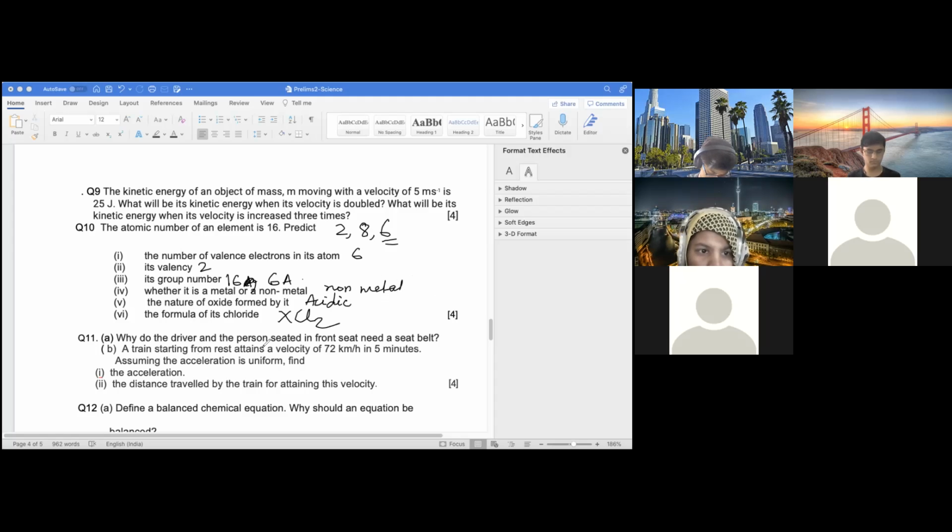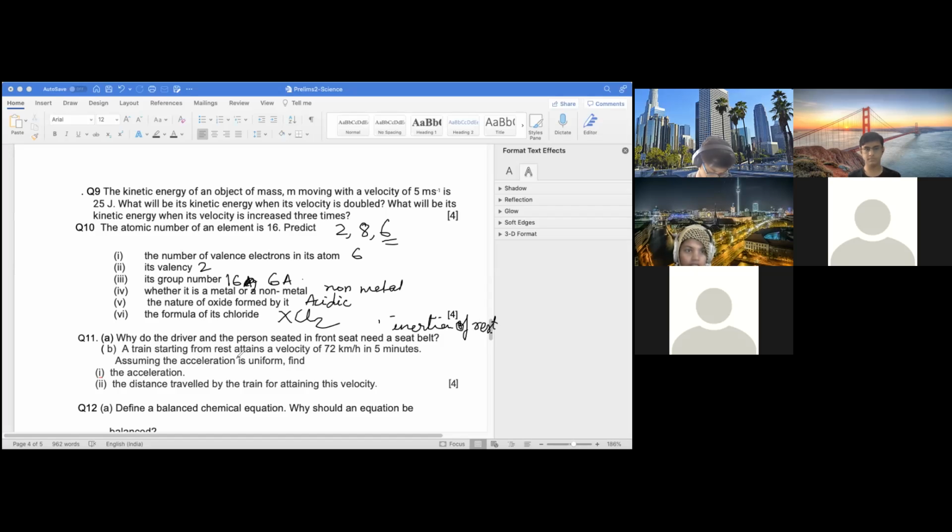Okay, why do driver and the person seated in front? You have to mention first law of inertia, because of inertia of rest. ये line बोलना जरूरी है. Okay, ये वाला बोलना जरूरी है, because of inertia. Object try to remain in that position.